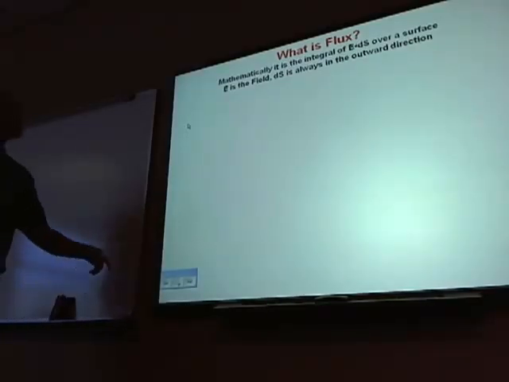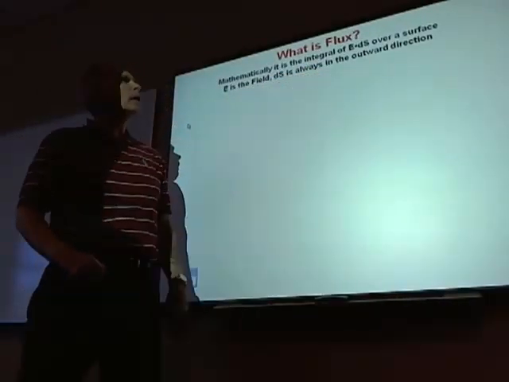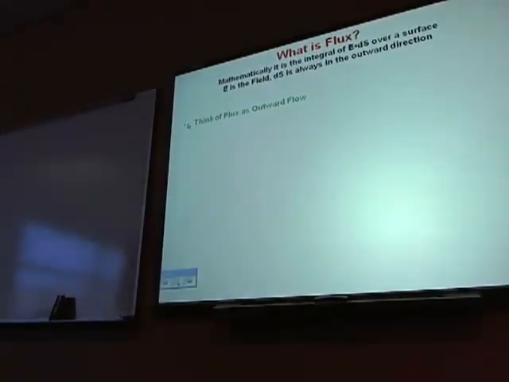So in this case, it is some field. E is a field, dS is a surface, and the direction of that dS is always normal to the surface. It's always outward from that surface. So think of flux as an outward flow. You've got this field. This field goes through a surface. How much of it actually goes through the surface? That's what you're looking for, okay?